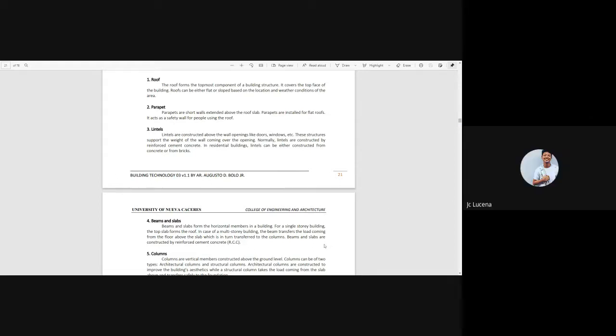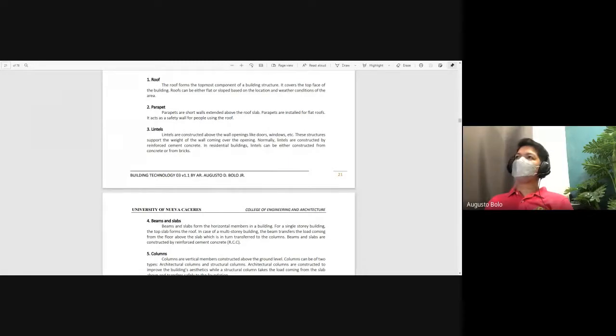The roof forms the topmost component of the building structure. It covers the top face of the building. Roofs can be either flat or sloped based on the location and weather condition of the area. Okay, thank you. Well, so much for the discussion. You know what is roof, but for definition, yan. Let's go to parapet.